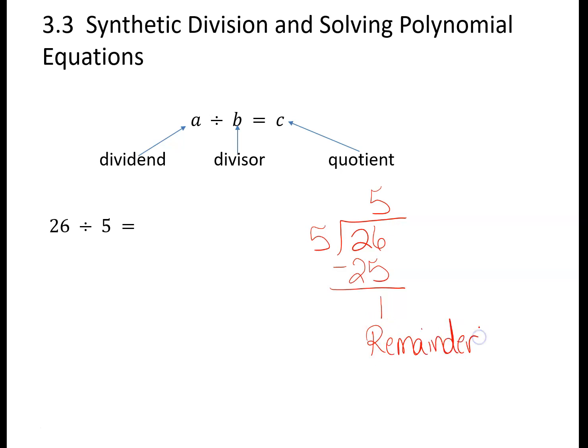Sometimes the remainder is 0, but not always. So if the remainder is not 0, there are a few different ways that you can write your answer. But one of the ways is to take that remainder and put it over your divisor. So we could say the answer to this problem is 5 1/5. So you take the remainder and you write it over the divisor. And that is actually how we are going to write our answers when we do synthetic division.